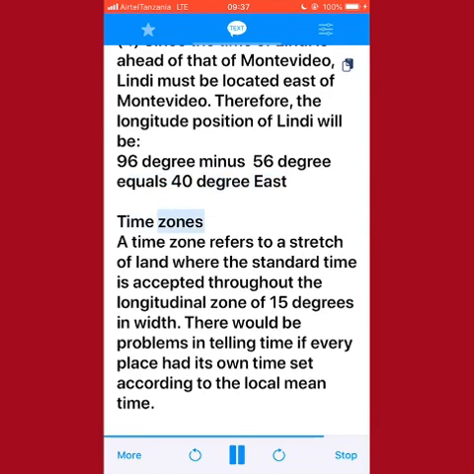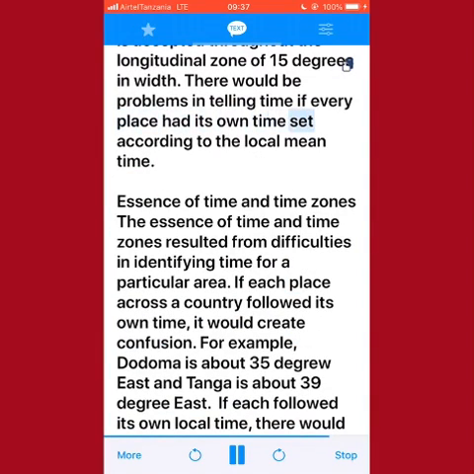Time zones. A time zone refers to a stretch of land where the standard time is accepted throughout the longitudinal zone of 15 degrees in width. There would be problems in telling time if every place had its own time set according to the local mean time. Essence of time and time zones. The essence of time and time zones resulted from difficulties in identifying time for a particular area. If each place across a country followed its own time, it would create confusion.